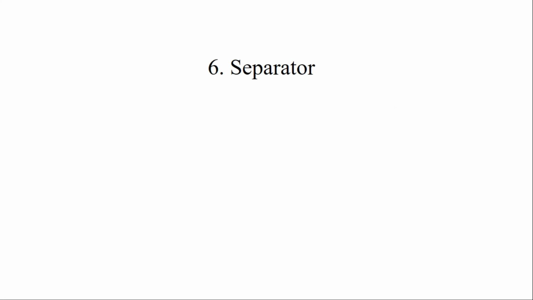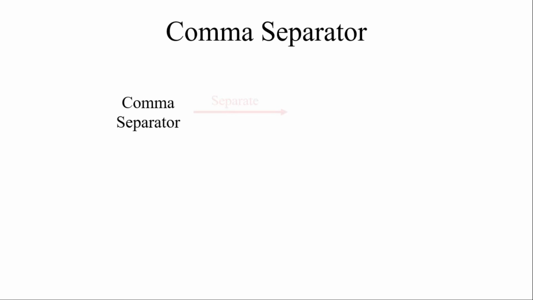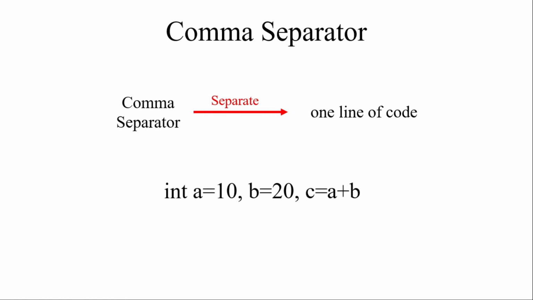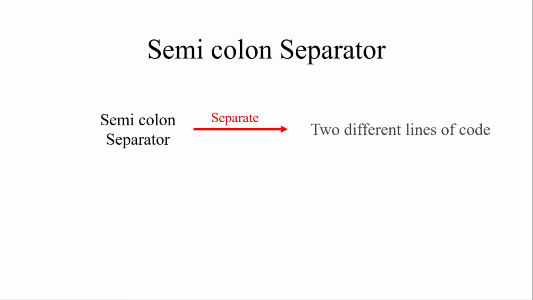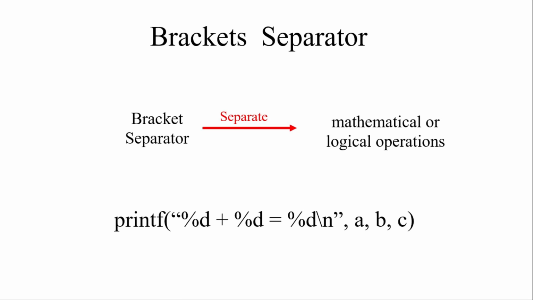The sixth and the last token is a separator. A separator in C programming language is used to separate program elements from one another. It helps in organizing the code for the programmer and for the compiler as well. Comma separator, semicolon separator, and bracket separator are the most common types of separators used in C programming language, and their usage can be seen as follows. Comma separators separate program elements in one line of code, whereas semicolon separators separate two different lines of code. Bracket separators are generally used to separate mathematical or logical operators.